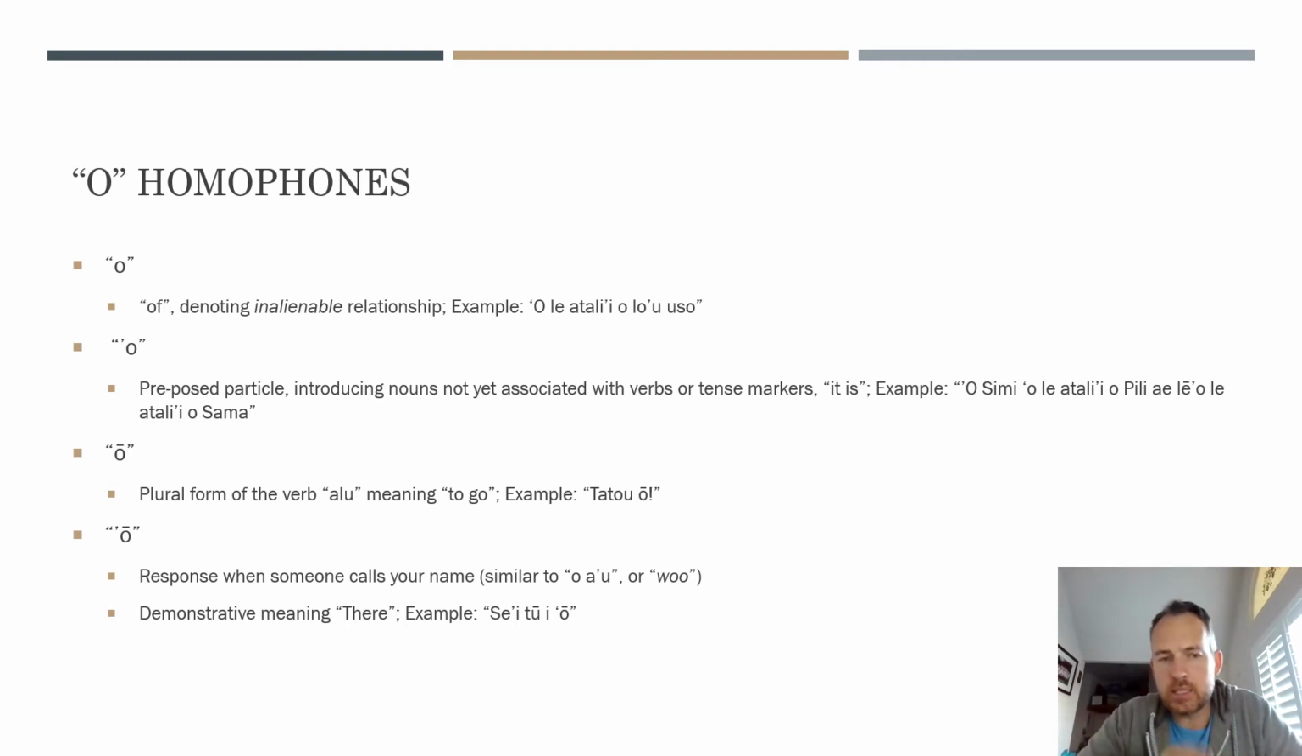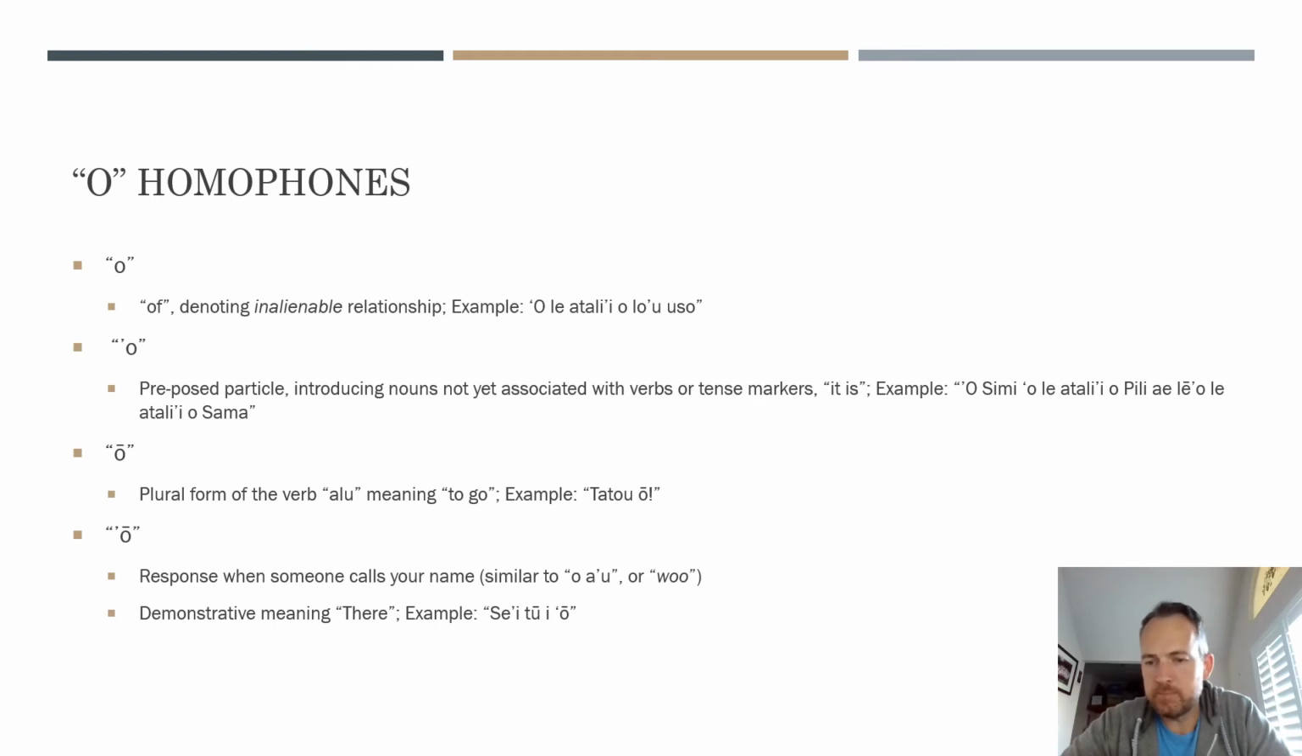All right, our second form of O has the glottal in front of it, which we saw an example of before, but now we'll explain what it means. So this is a pre-post particle, and it's really used to introduce nouns, particularly nouns that are not yet associated with a verb. An example of that would be the sentence we have here, and it'll demo both this meaning of O as well as the previous 'of' meaning of O.